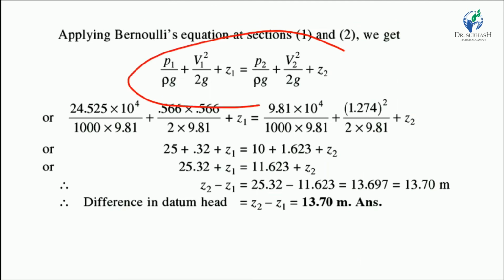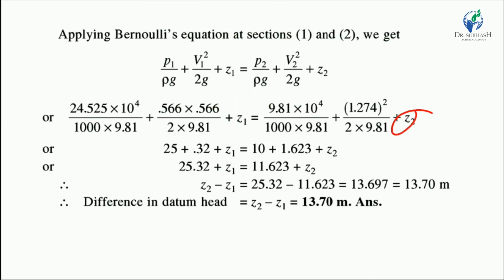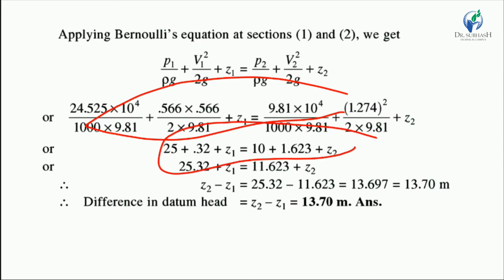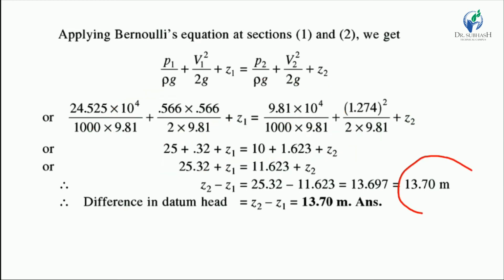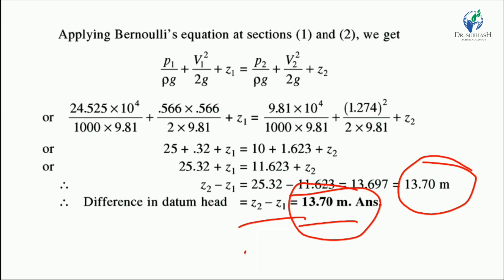Now applying Bernoulli's principle, simply put the known values of all elements. Only Z1 and Z2 have no value. So now take the difference Z2 minus Z1 and rearrange all the values in this equation. Now we can get the value of datum head difference Z2 minus Z1 as 13.70 meter. So now we can easily solve this kind of application problem by Bernoulli's principle.